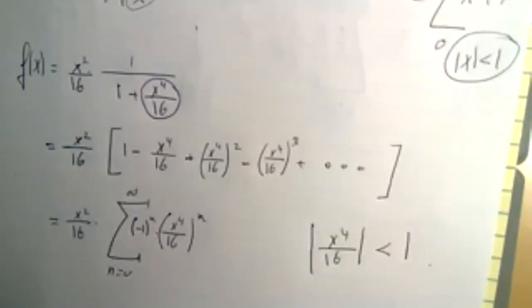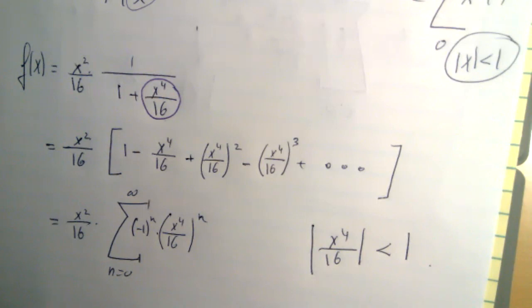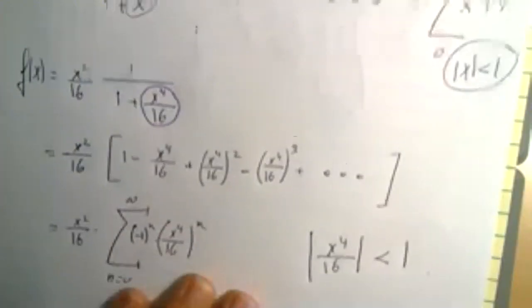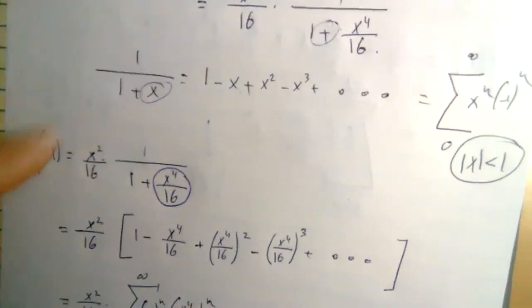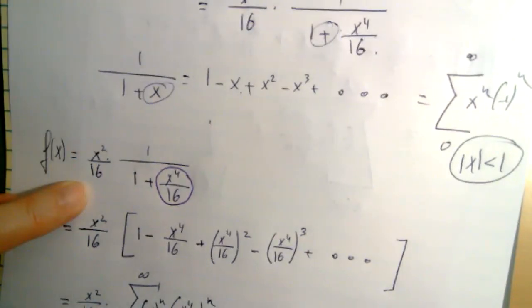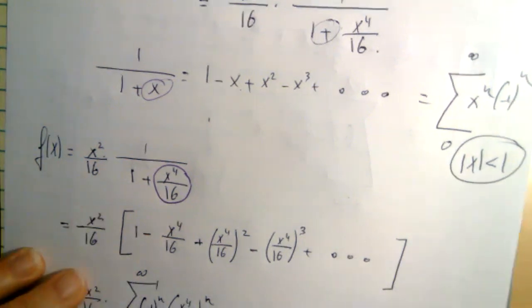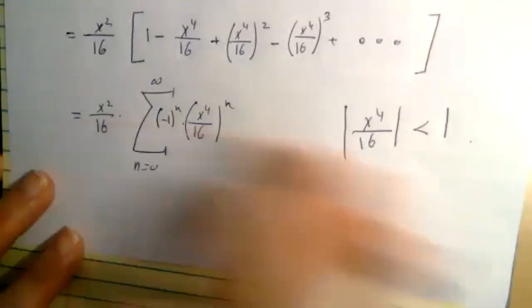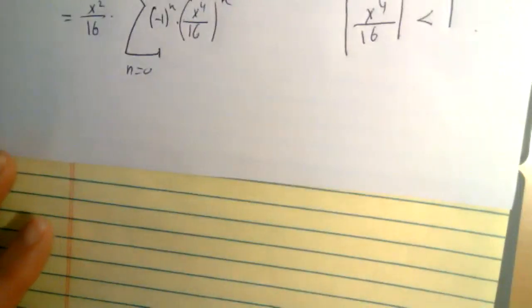Isn't x^4 over 16 at the beginning? I don't understand the question. That's x squared over 16. Okay, fine, thank you. All right, so now we're just going to do the algebra.